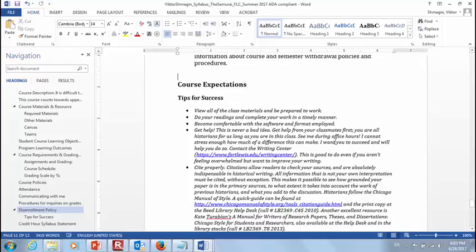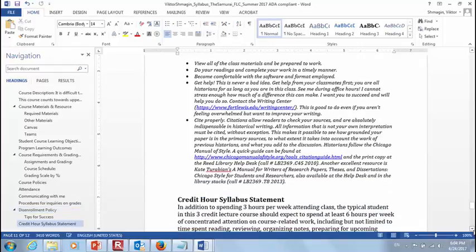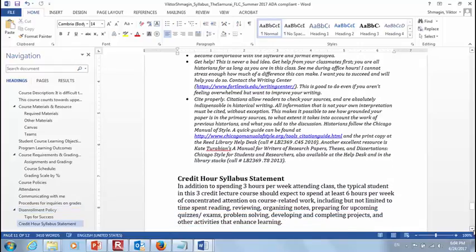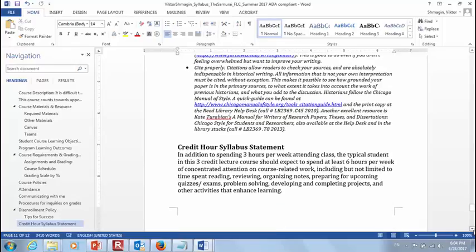Course expectations, tips for success. Basically, be prepared. Those are really what the first two tips are. Become comfortable with the software and the format. This is an online course, so that's very, very necessary, actually. Get help. This is never a bad idea. And I do encourage you to get help from each other, certainly. You can use the discussion board for that, and I highly encourage you to do that. Once again, contact the Writing Center if you want help with your writing specifically. And last, cite properly.